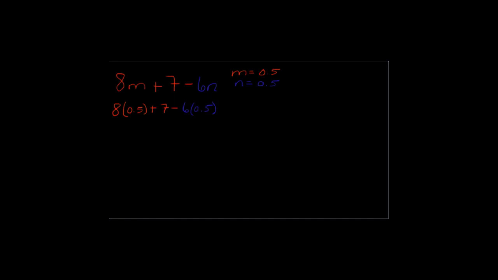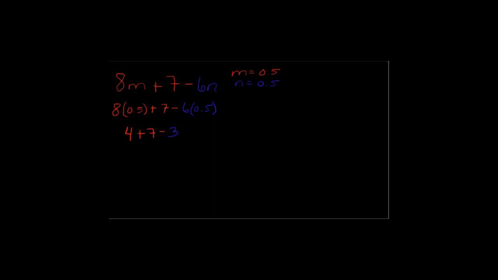So the first thing we think about is, like we said, 0.5 is half, or half of 8. So what is half of 8? Well, half of 8 is 4. We're going to bring down our plus 7 and our minus sign. And again, just like half of 8 was 4, well, what's half of 6? Half of 6 is 3.